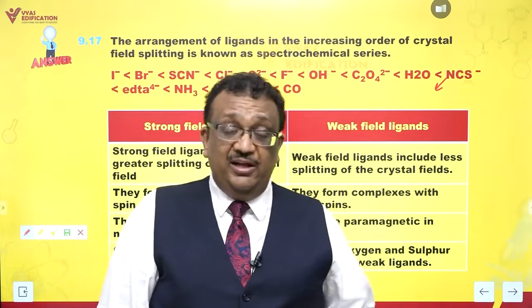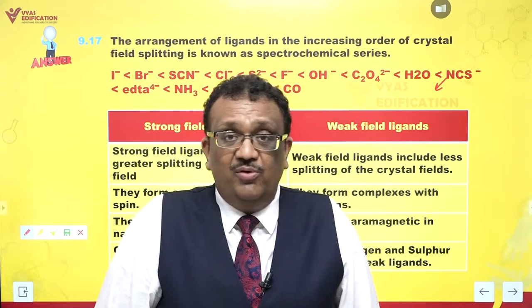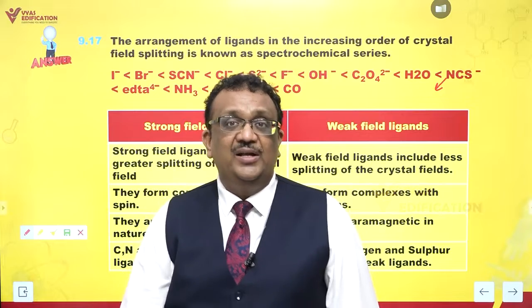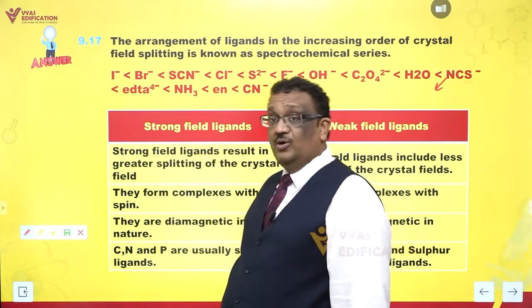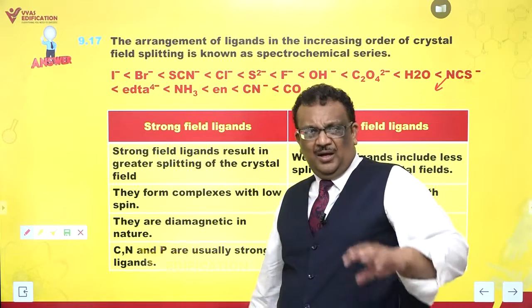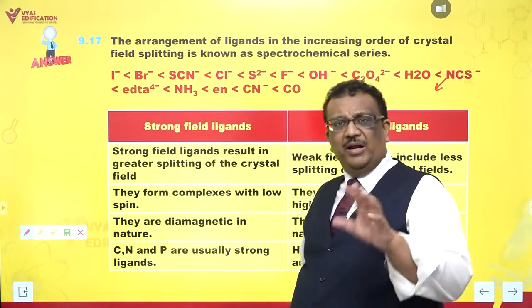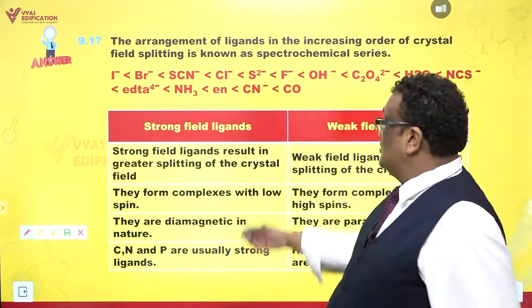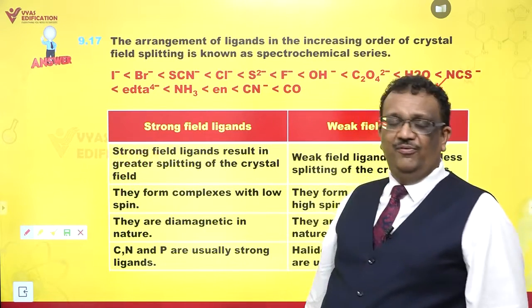Many people believe that EDTA has a giant structure, so it must be a strong field ligand. No, it is moderate to weak field only. It has 2 nitrogen and 4 oxygen donors. And then you have pure nitrogen donors, which are ammonia and ethylenediamine. They are moderate actually, but there are people who love to call them strong field. And then cyanide and carbon monoxide are fanciful, fascinating.